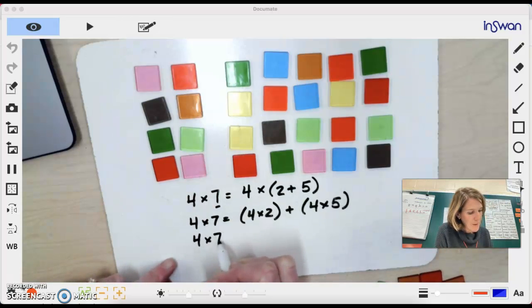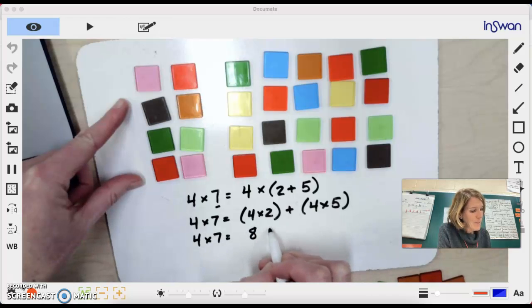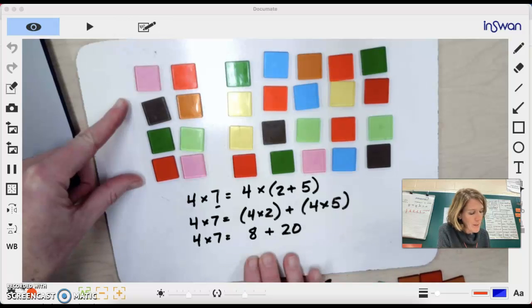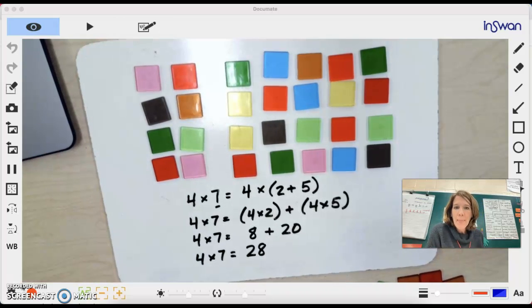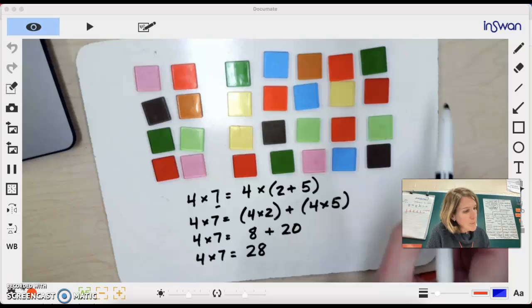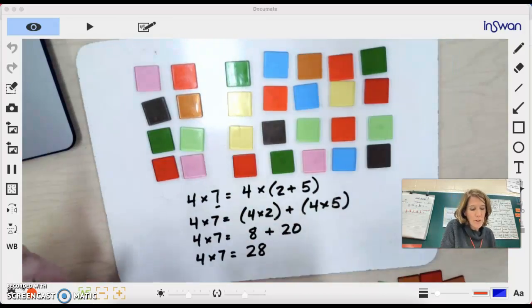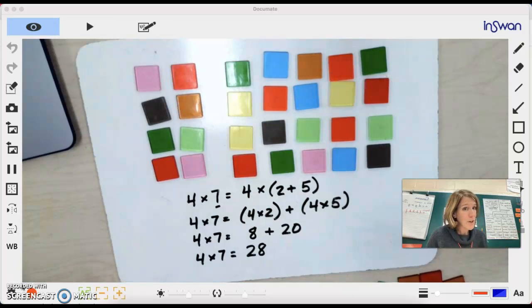4 times 7 is equal to, what's 4 times 2? 8 plus, what's 4 times 5? 20. You do that in your head? 4 times 7 is equal to 28. Perfect. So I distributed my 7 on that one. I broke my 7. I chunked my 7 into 2 pieces, okay? A 2 and a 5. I could have chunked it into a 3 and a 4 if I wanted to.